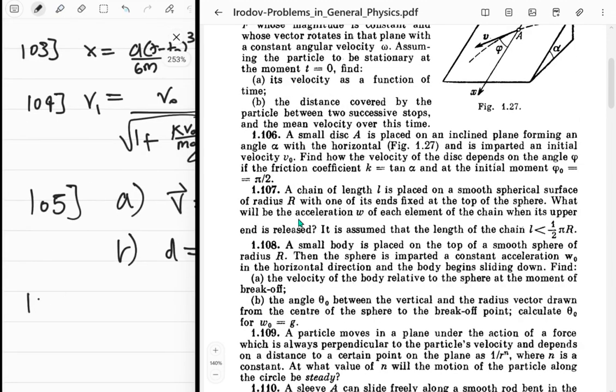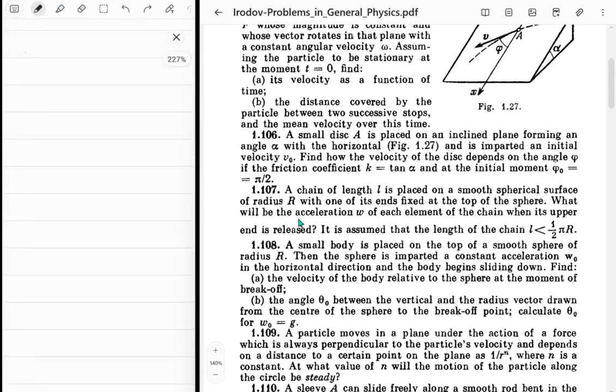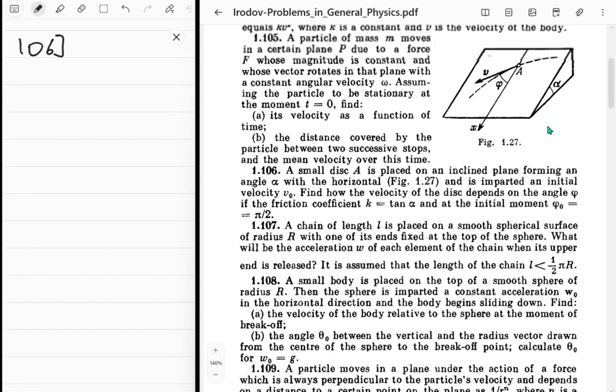Yeah, we'll need more space, I guess. A small disk A is placed on an inclined plane forming an angle alpha with the horizontal. Figure 1.27. So this figure. Okay, this is a disk on a plane forming an angle alpha with the horizontal, and is imparted an initial velocity of v naught. Find how the velocity of the disk depends on the angle phi.